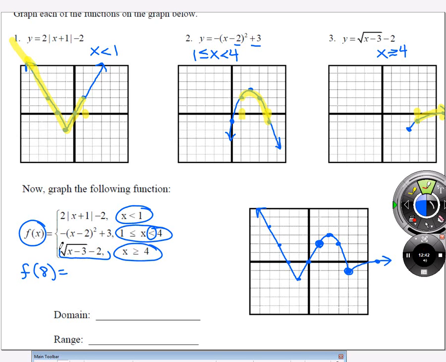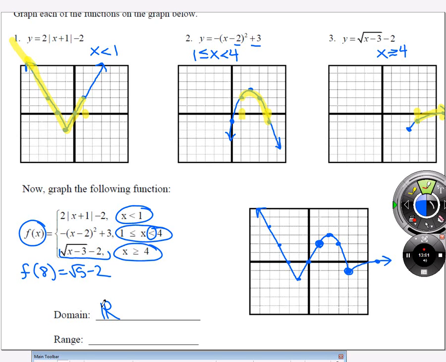And if I plug 8 in there, 8 minus 3 is 5. So basically, I get radical 5 minus 2. Without a calculator, I would just leave it like that, okay? All right, so our domain is all real numbers because they didn't do any restrictions here that would stop us from plugging in any x. There's a place for every x to be plugged in one of these pieces, okay?